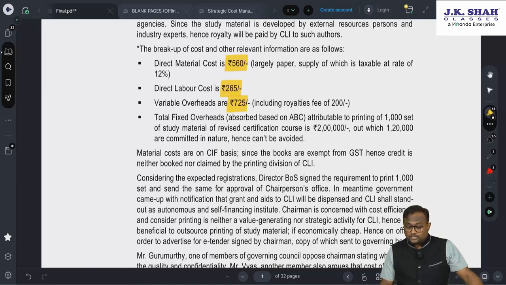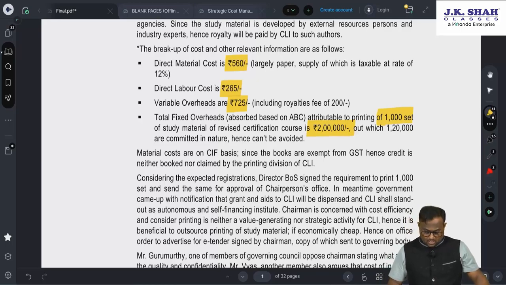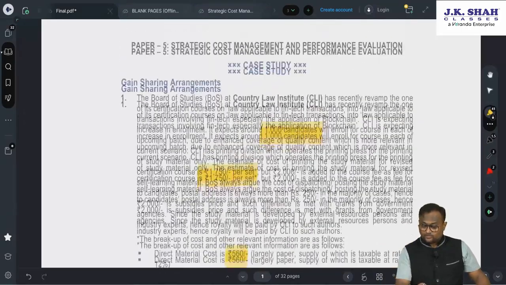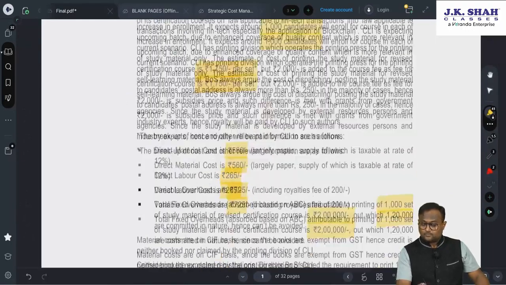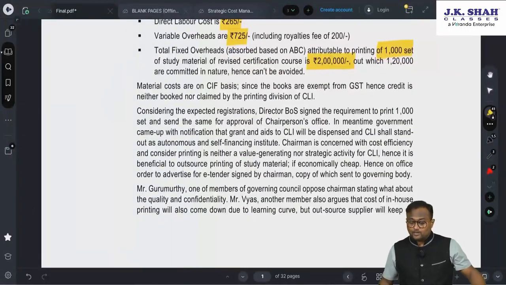The total of fixed overheads, 2 lakhs, is the fixed cost. 1000 sets of study materials are expected. So 200 per study material, 200 per student, can be the cost. If you add it to 1550, you're getting the total of 1750. The breakup is set. It is a total of fixed plus variable.